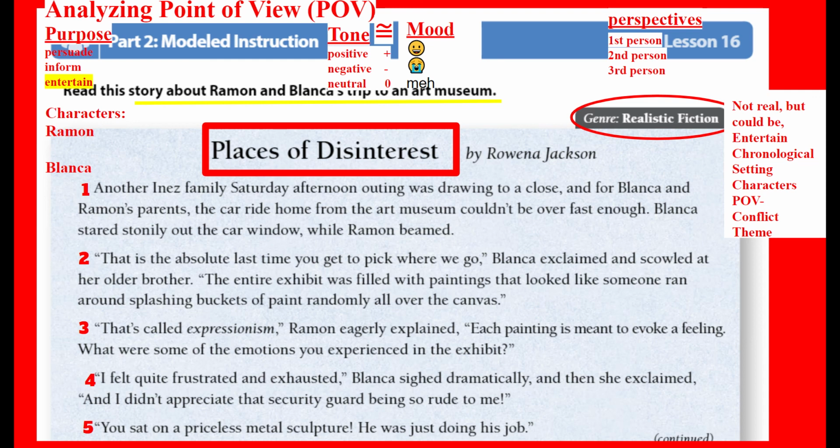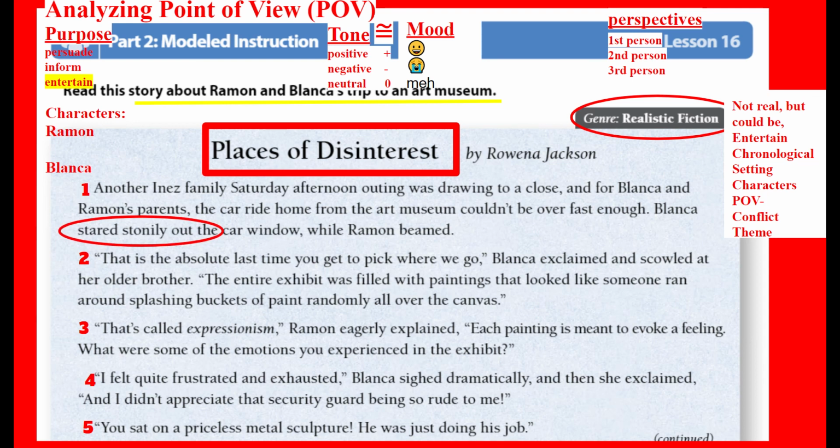And we know that this is continued. So that is our passage, Places of Disinterest by Rowena Jackson. So next, we're going to try to analyze this passage and see what we can make of the characters Raymond and Blanca. So we're going to look at some of Blanca's actions first.